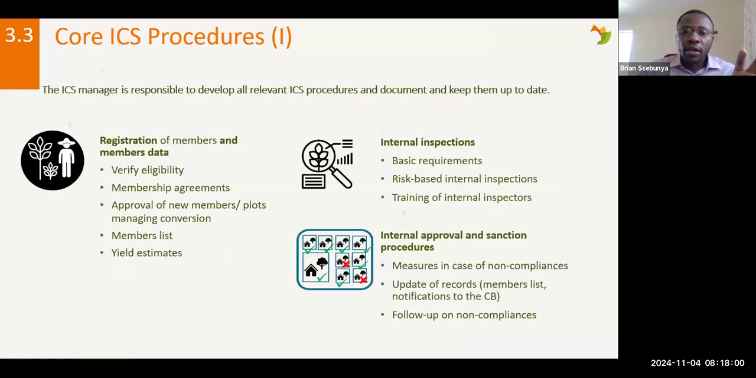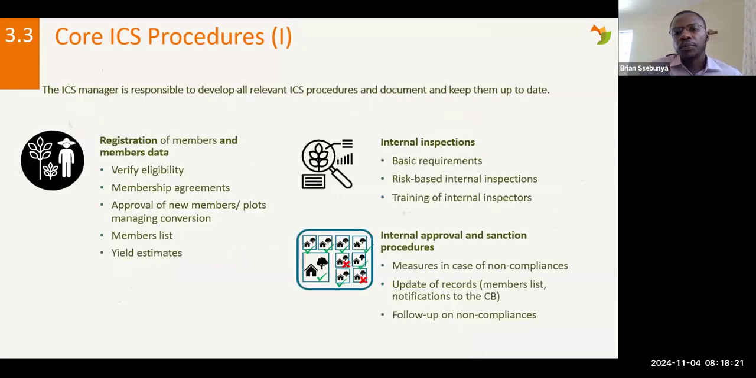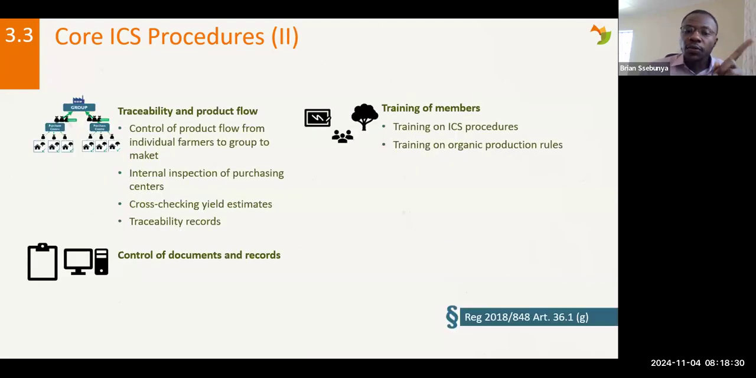That's all the job, or those are all the core ones. I'm just mentioning here the core ones, as extracted from the regulation. These are non-negotiable. You have to have these ones. Of course, on top of these six listed here, you can have more depending on the complexity of your operation: registration of members, internal inspection, internal approval and sanction, traceability, training of members, and documents.